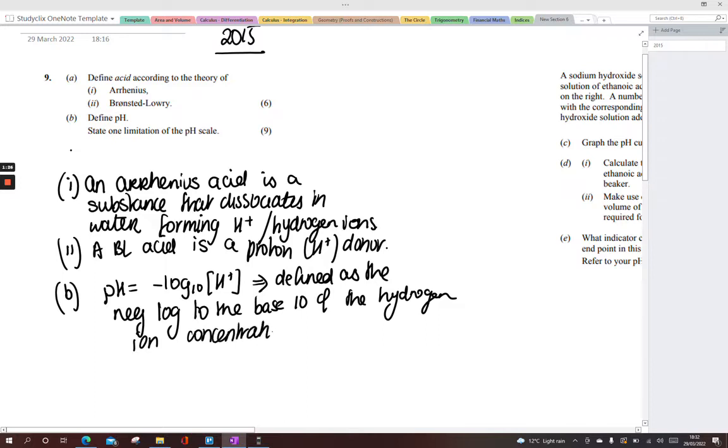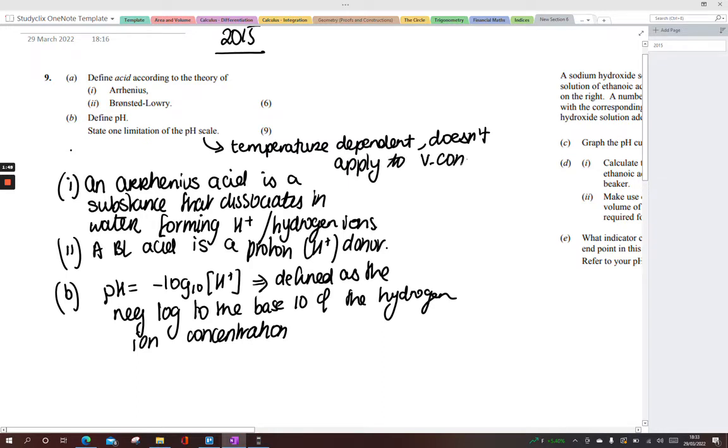I know this is rough, but we're going to do a few questions here. And one limitation of the pH scale is that it's temperature dependent, like all our equilibrium values. Another thing, it doesn't apply to very concentrated solutions. It goes outside that range 0 to 14 then. And you'd figure that out if you threw it into this formula, minus log to the base 10 of hydrogen ions.